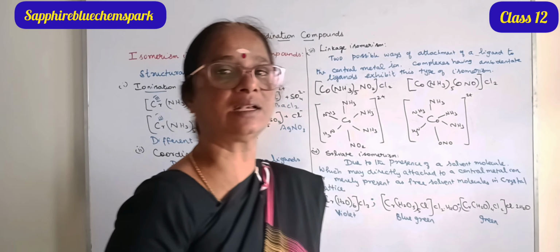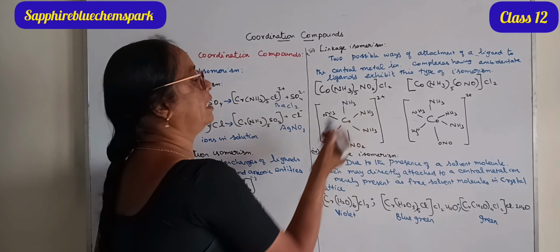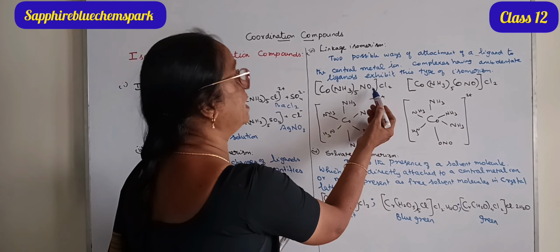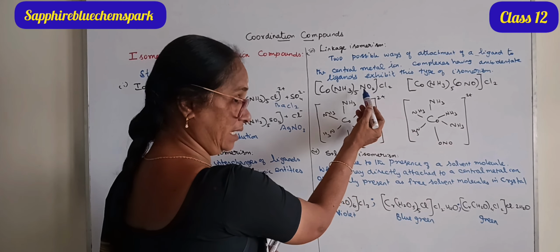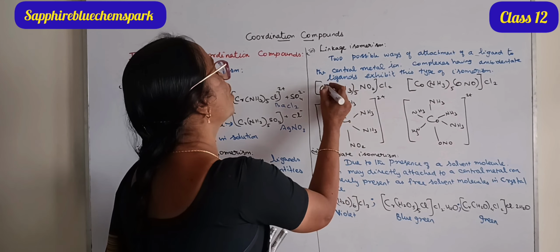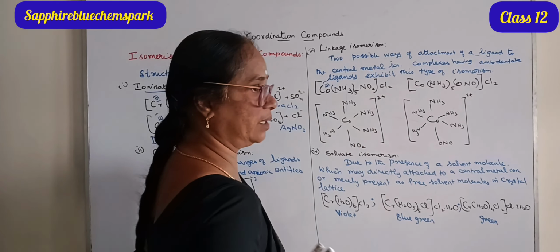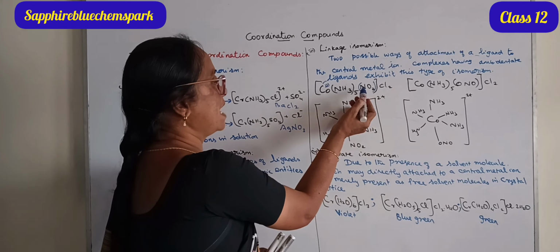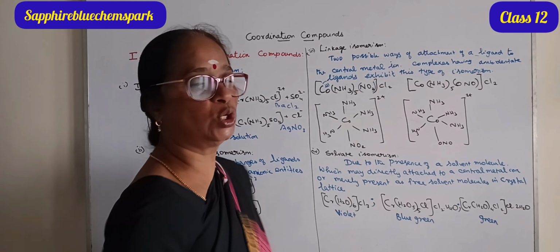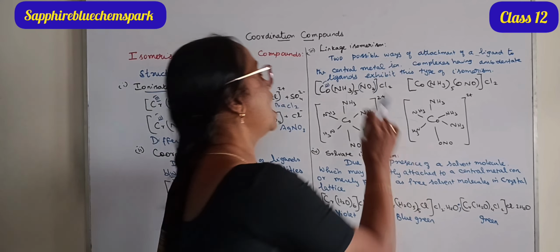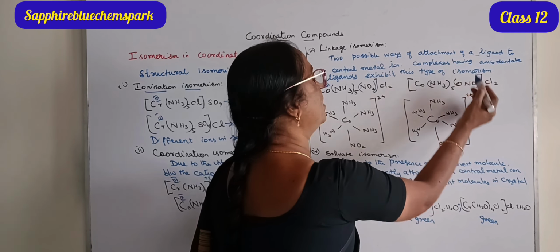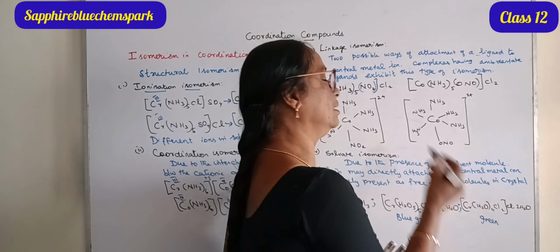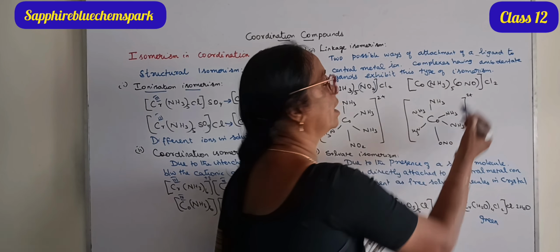We can take an example of the complex type pentaamminenitritocobalt(III) chloride, because it is a nitrite group. In this case, I have given the NO2 group where the nitrogen is directly attached to the cobalt ion, and this NO2 can be represented in another form, that is the isomeric form. Actually it is ONO type.